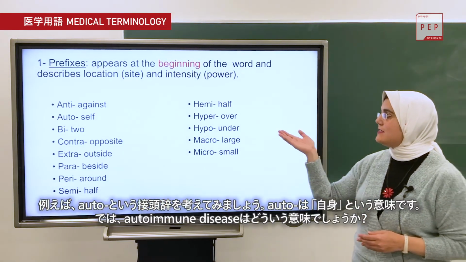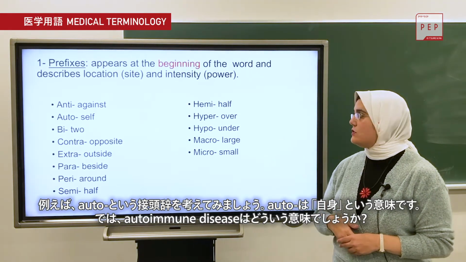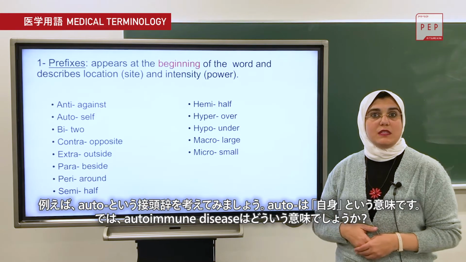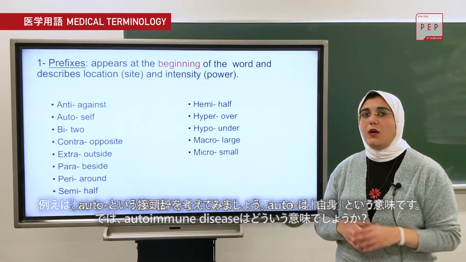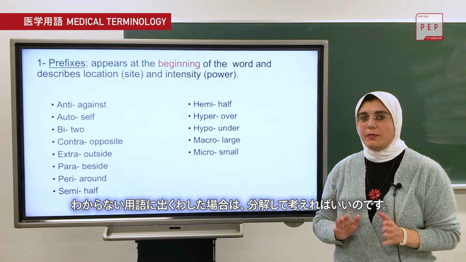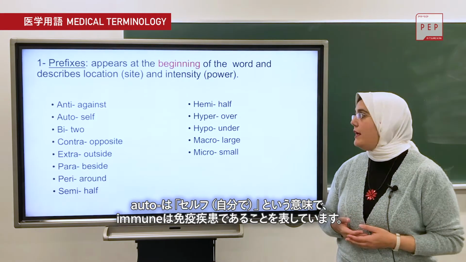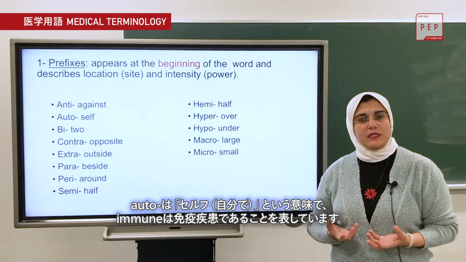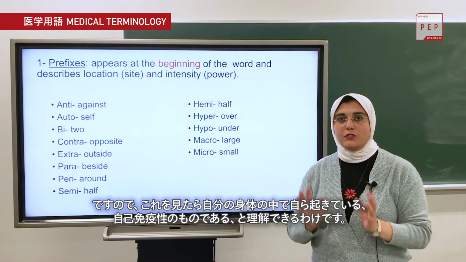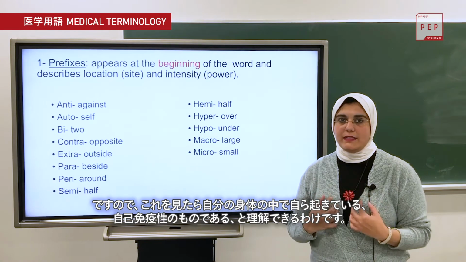For example, let's choose auto. Auto means self. So if we have a medical term like autoimmune disease, what's autoimmune disease? Whenever you read a medical term and you don't know the meaning, just simply break it down. So auto means self. Immune means it's an immune disease. So generally, I understand that these diseases are directed towards the body, from the body, because it's auto, from myself.